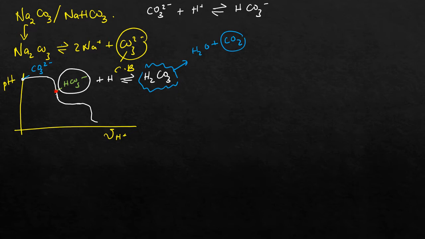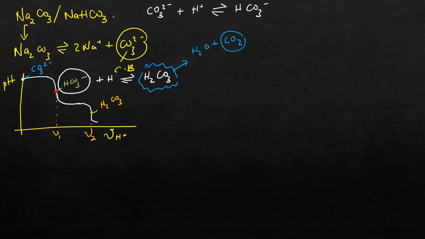So at this end point, you would have converted your bicarbonate to what? A carbonic acid, H2CO3. So this is going to be your second equivalent point. Let me just make it V2. And this is going to be your first equivalent point, V1.